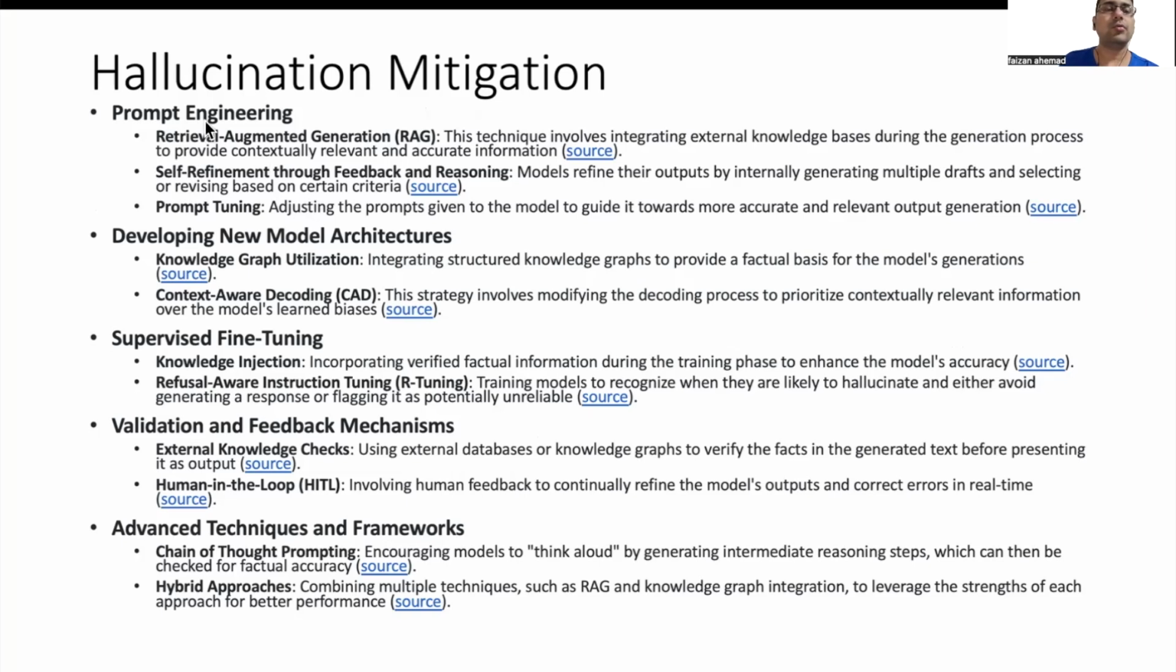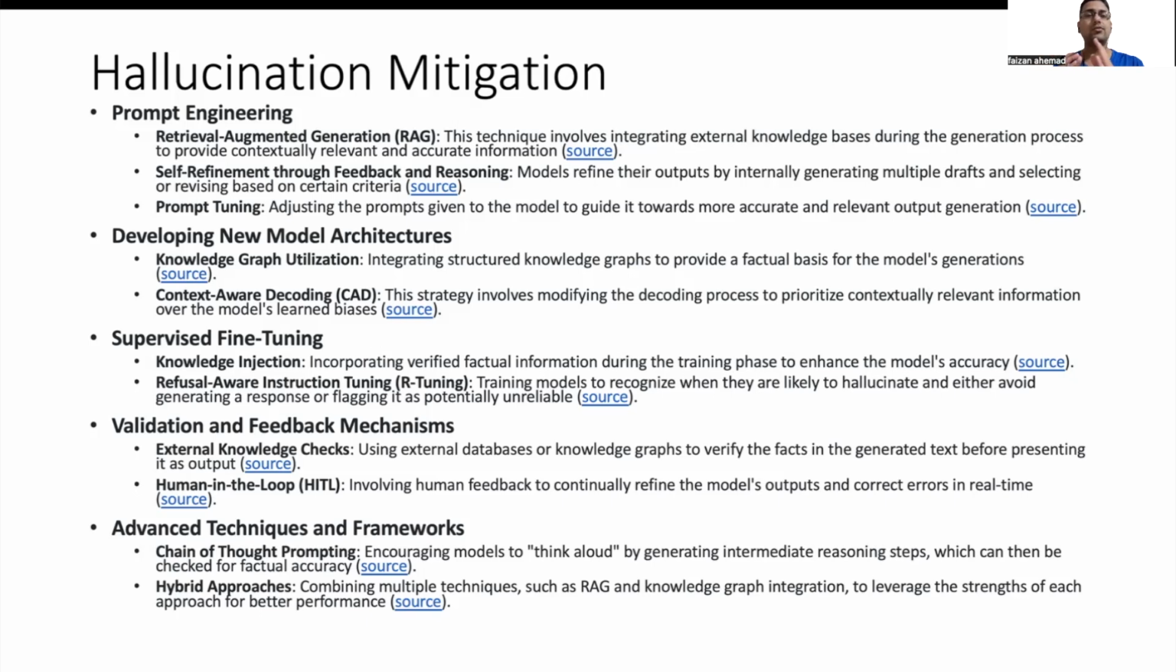So one is prompt engineering, where one of the methods is retrieval augmented generation, wherein you first take the user question and then you do a round of search on a fact database or on Wikipedia, let's say. You retrieve factual evidences which are relevant to the user's question. You put those retrieved evidences into the LLM's context, and then you ask the model to answer.